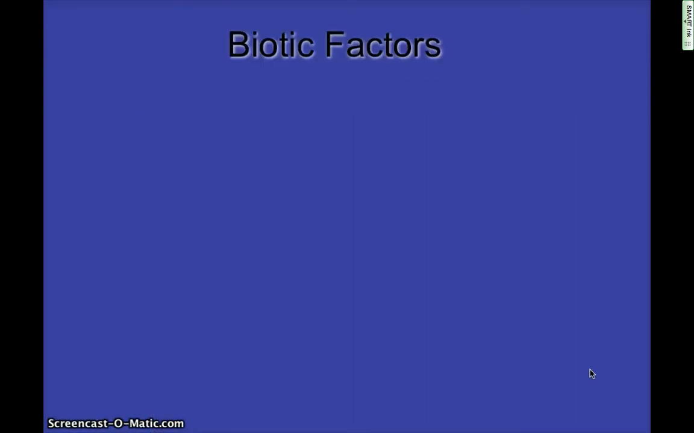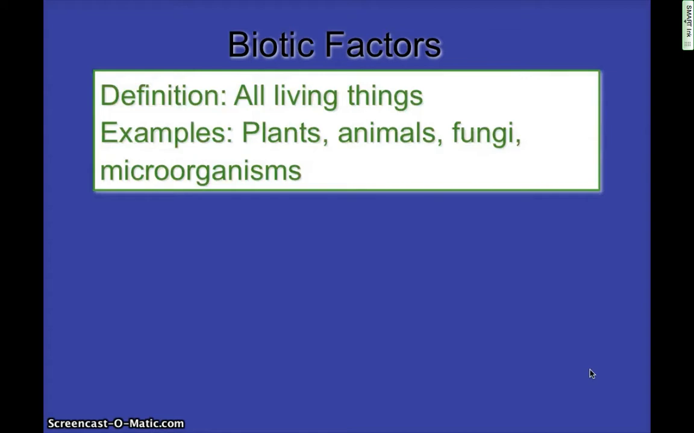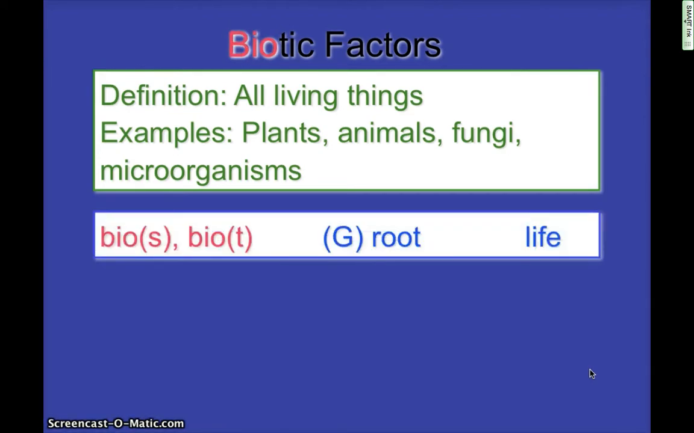So the first word we'll talk about is called biotic factors. And we just define that by saying all living things. So anything that's living is considered a biotic factor. Examples include plants, animals, fungi, microorganisms, anything that is technically alive. So in that very first picture when we started this lecture, the red blood cells as well as the seeds are considered biotic factors. The word bio, the root word, is life.